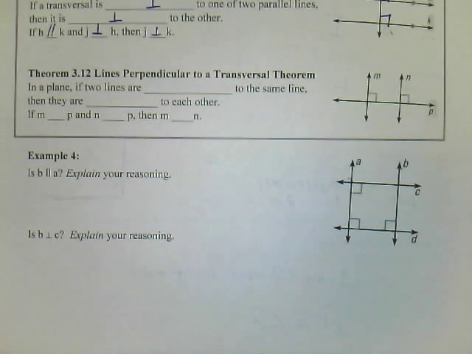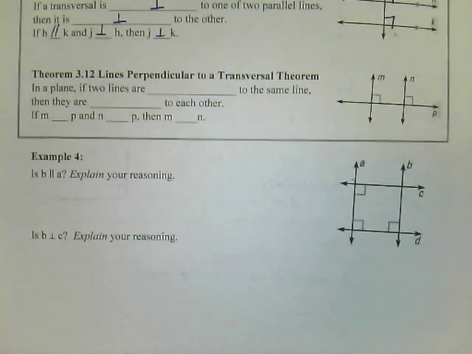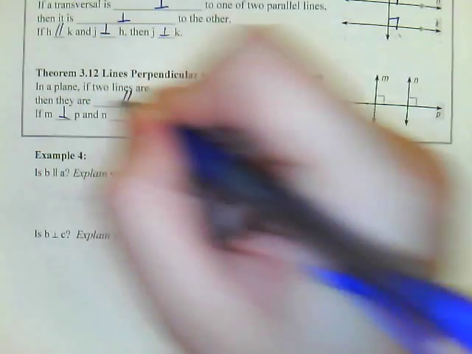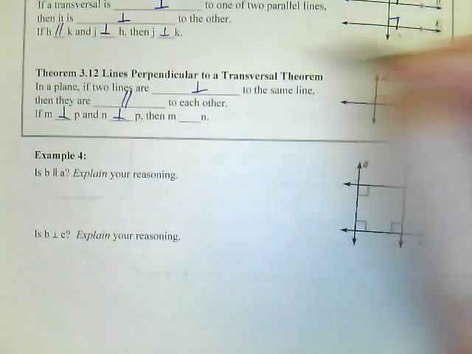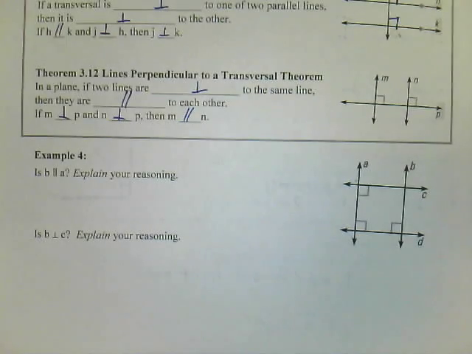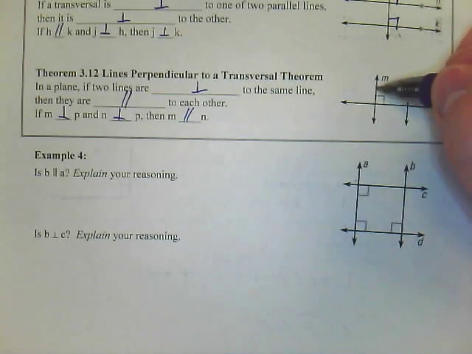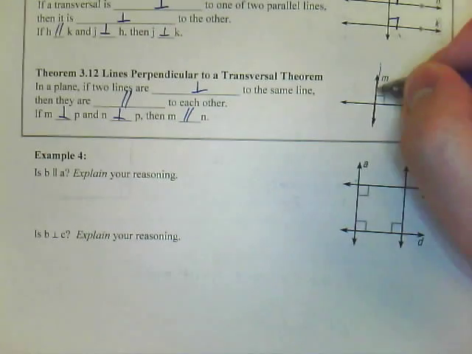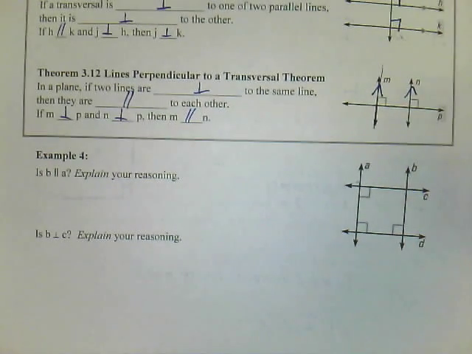All right, then theorem 3.12 is lines perpendicular to a transversal theorem. So this one's kind of the reverse of what 3.11 said. So in a plane, if two lines are perpendicular to the same line, then they must be parallel to each other. So if M is perpendicular to P and N is perpendicular to P, then M must be parallel to N. So let's look at that on the picture. So it's saying if M and P are perpendicular to each other, and if N and P are perpendicular to each other, then it must be the case that M is parallel to N.